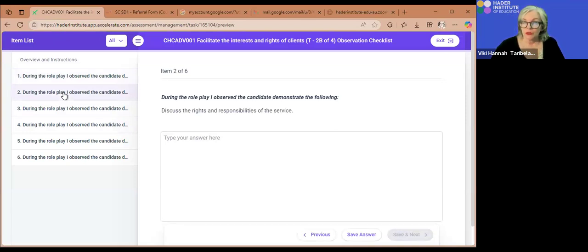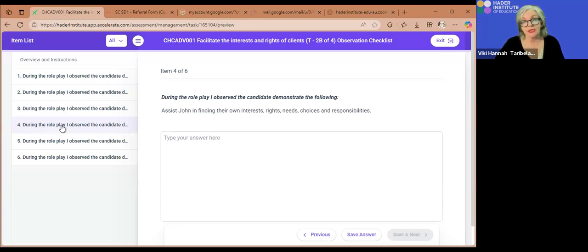2, during the role play, I observed the learner discuss the rights and responsibility of the service, what we can do and what we cannot do. This is what our service does. And 3, identify when John's rights were not being met. So you'll have done that in your intake and your risk assessment there. You put it in the plan, and you may also put that into an email, but you're definitely putting it into his file notes.